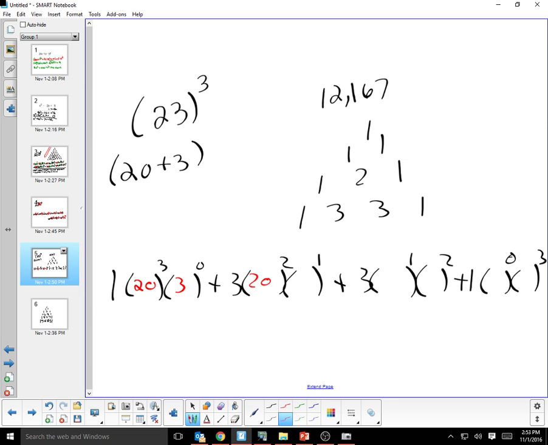23. So, let's see here. What made you choose 23? It could be any number. No, I can't, because 23 is saying I've got 2 sets of 10 and 3 sets of 1s. It's place value. If I had a 3-digit number, I couldn't do it, because it's binomial expansion.